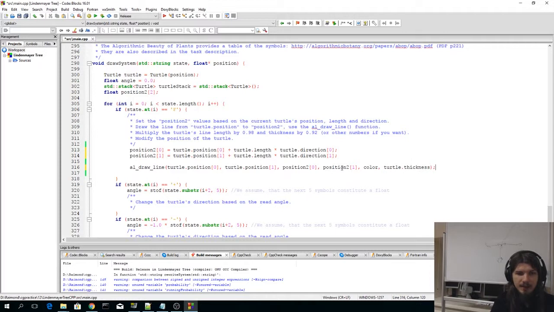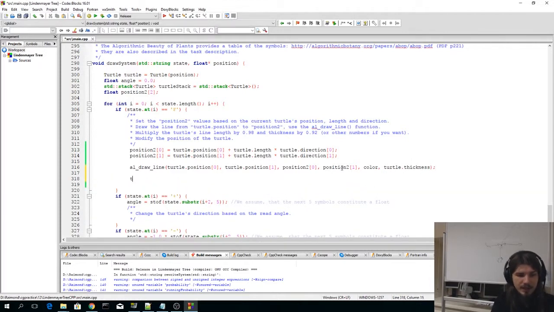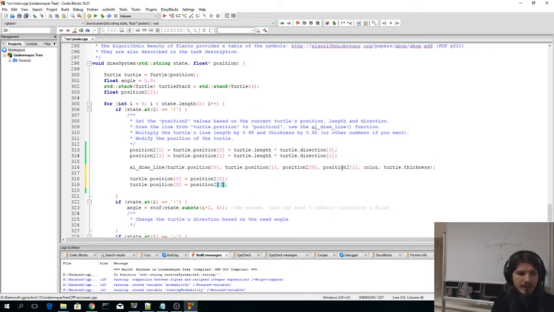And after we have moved, we also want to assign the turtle's new position. I'm going to do it like this, as position 2 x coordinate and y coordinate. Now there's one more thing you should do here. It's that we should multiply the turtle's line length by this value and thickness by that value. So that makes the lines be a bit shorter and a bit thinner each time we draw a sequential branch segment. So maybe we'll do it after this line.